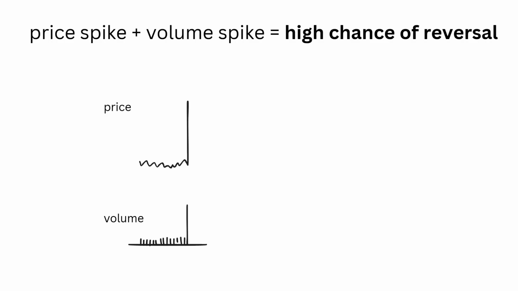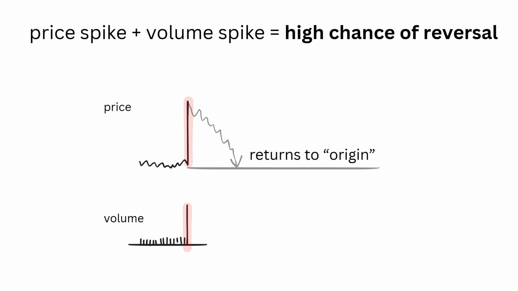When we've got a price spike and a volume spike paired together, I really like this because it gives me a much higher chance of price reversing. So here in the red, that's the price spike and the volume spike. And then price just tumbles and returns back to the origin. When I say origin, I'm just referring to the original price before price spiked and went vertical. Let's go through some chart examples.